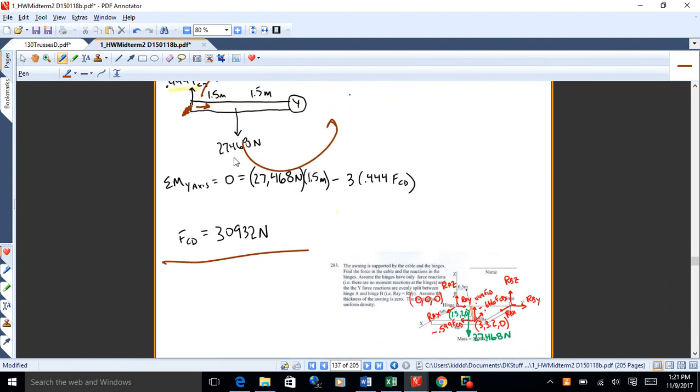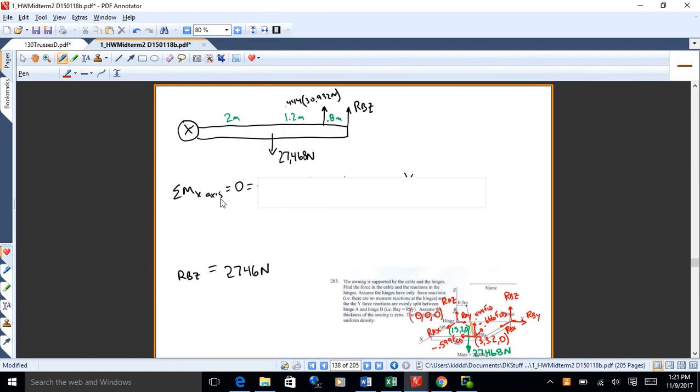All right, now once I've got that, now I've got to get these other reactions at A and B. I'd probably take a moment about the x-axis next. Okay, so I'd be looking down the x-axis like that. And that's going to eliminate A from my equation.